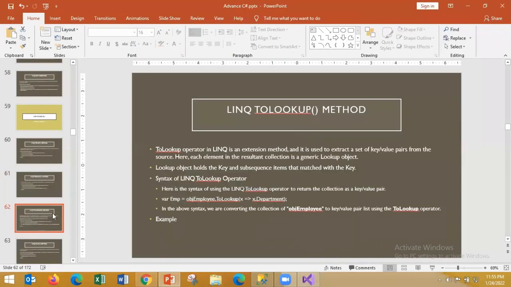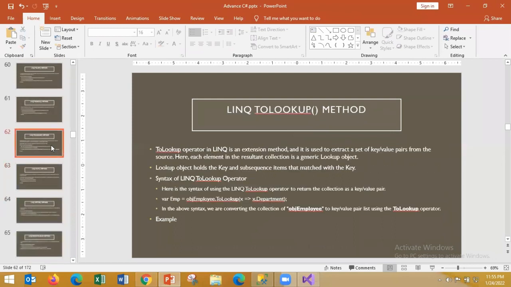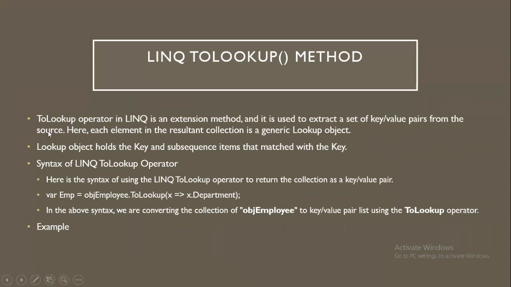All right, so next let's go to the ToLookup operator. So the ToLookup operator is an extension method used to extract a set of key value pairs from the source. Here each element in the resultant collection is a generic lookup object. The lookup object shows the key and the subsequent items that match with the key. Here is the syntax of using the LINQ ToLookup operator to return the collection of key value pairs.